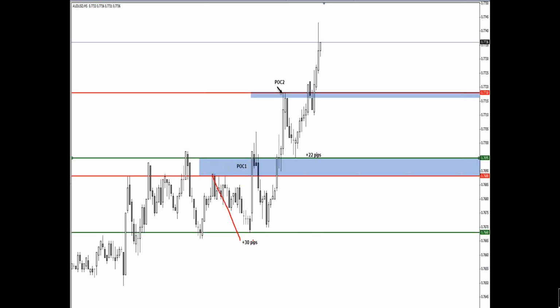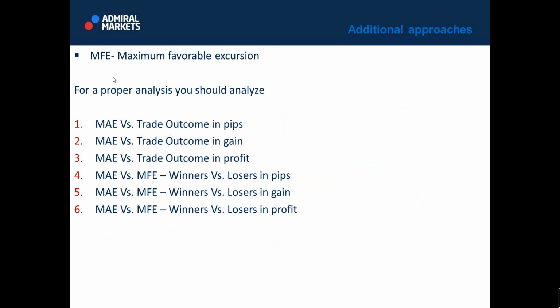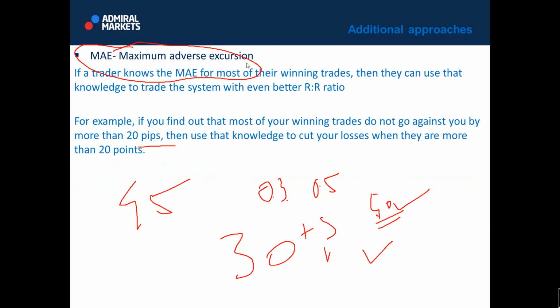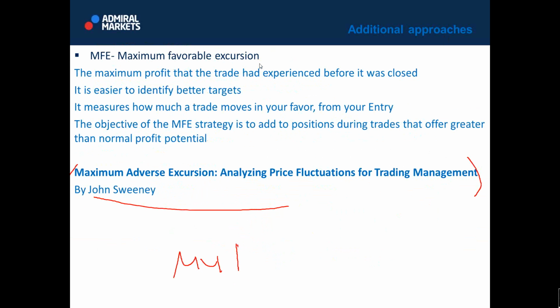First trade, 30 pip potential. Second trade, 30 pip potential. Double bottom, we are out of the trade. POC2 is hit, 22 pips, but a hammer here. It doesn't go in our favor. Put your stop loss to break even. That is how you should approach your trade. And always pay attention to MAE and MFE, maximum adverse excursion and maximum favorable excursion. Read this book. It will help you.